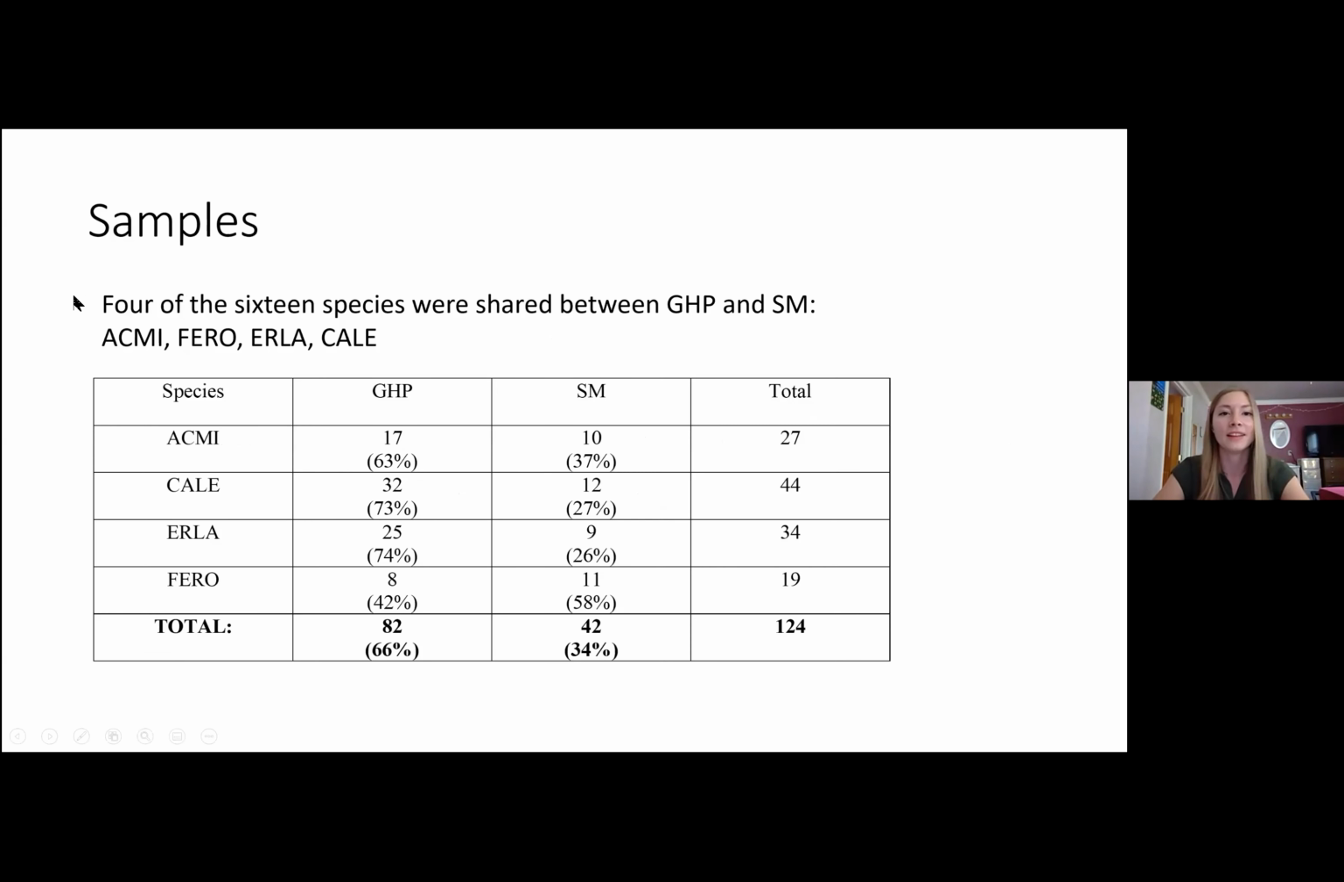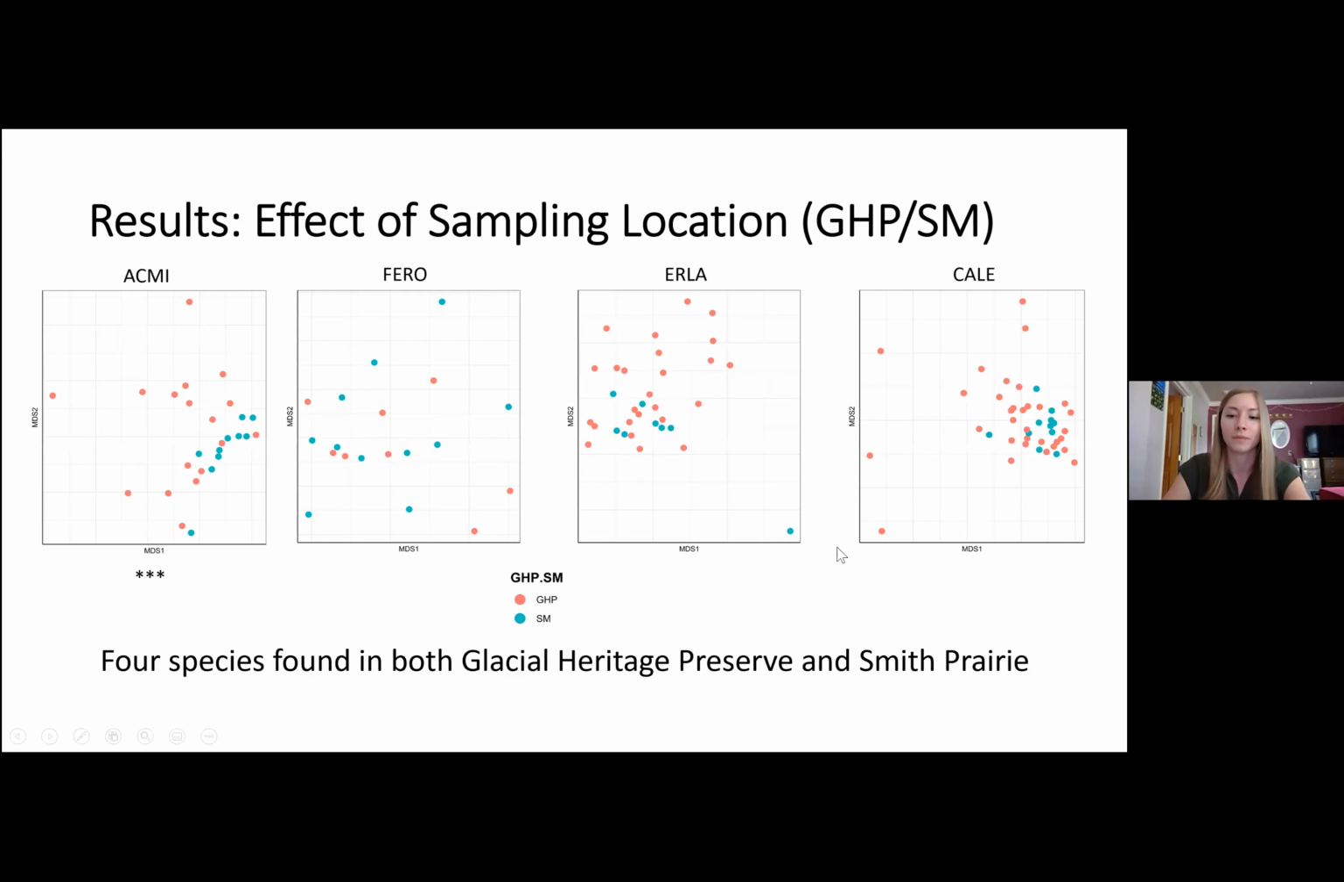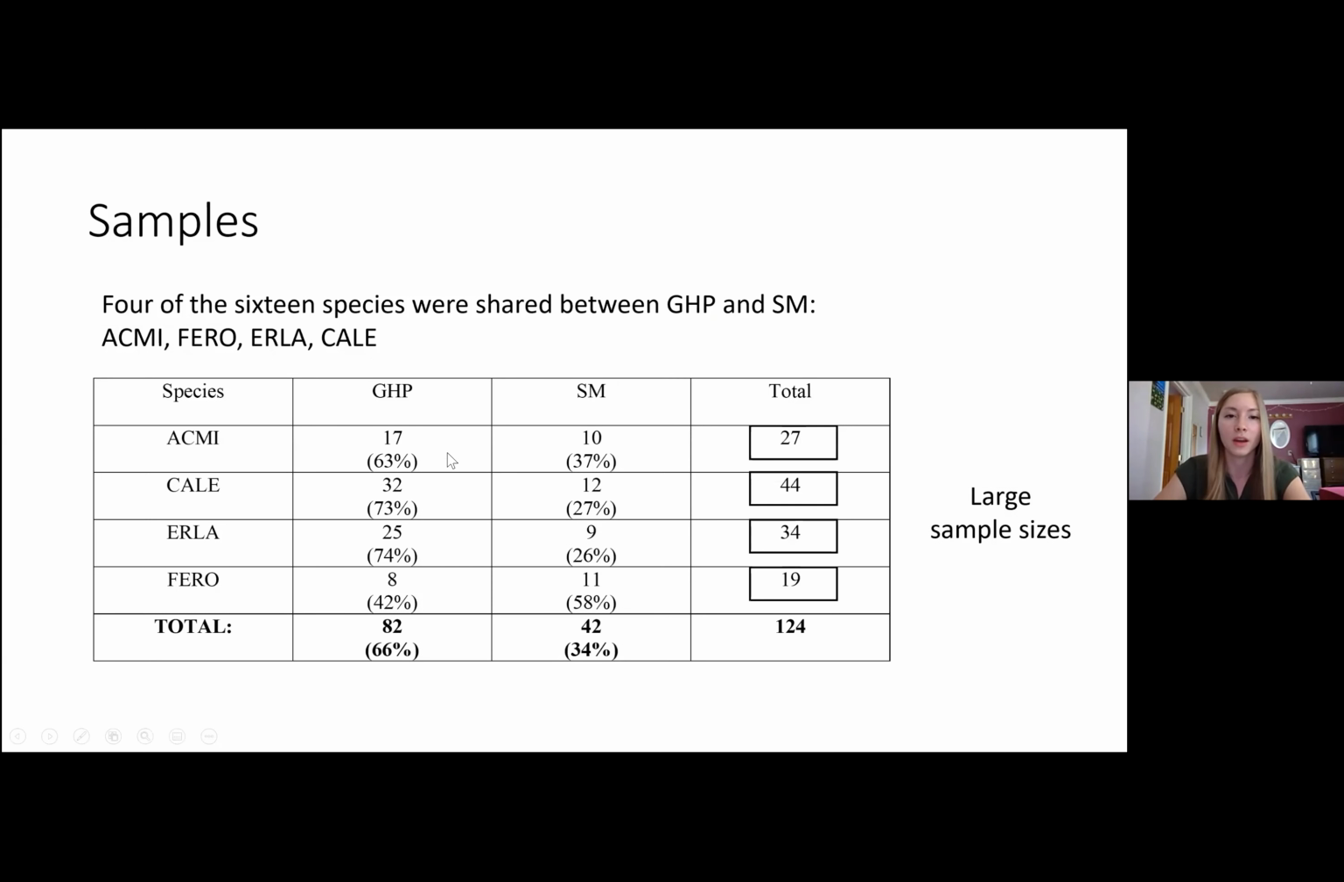4 of my 16 plant species were shared between Glacial Heritage Preserve and Smith Prairie: acme, farrow, urla, and kale. You can see that we're working with fairly large sample sizes, so that was good. But I could have spread out my sample collection between Glacial Heritage Preserve and Smith Prairie a little bit more evenly. It was easier to get to Glacial Heritage Preserve, so I sampled this site more often than I sampled Smith Prairie.